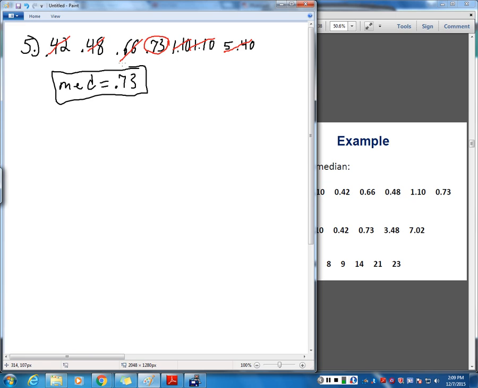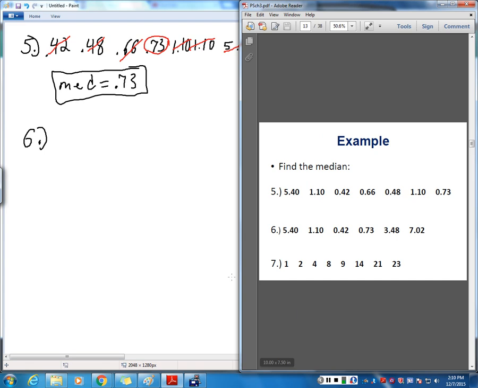Median sounds a lot like medium. That's the size of shirt that's between small and large. Also, when you drive down the road, if you're on a 4-lane, the name of that thing in the middle of the road that separates the lanes, that's the median. Same idea. Let's do number 6.